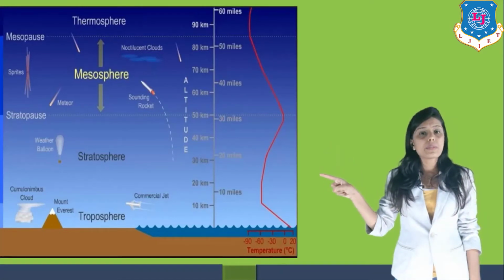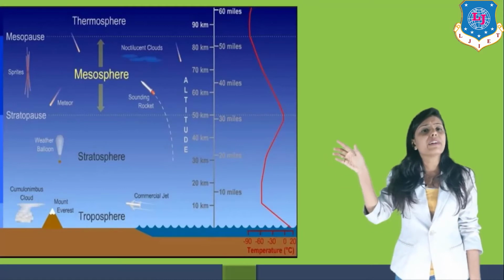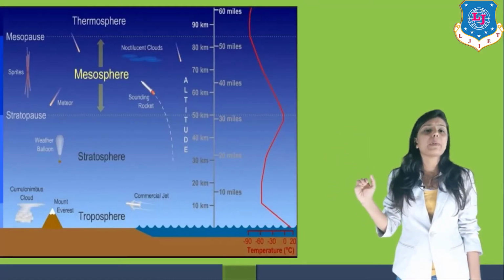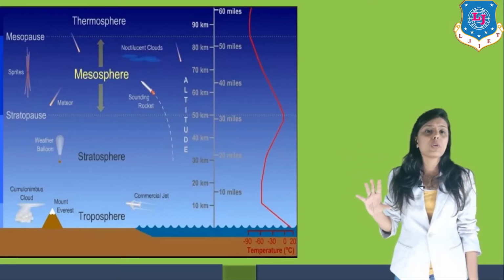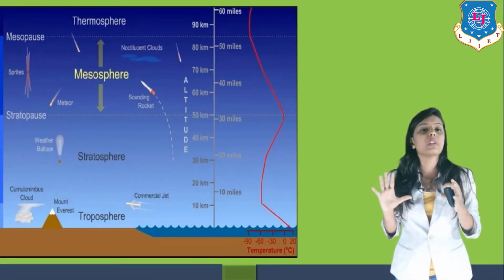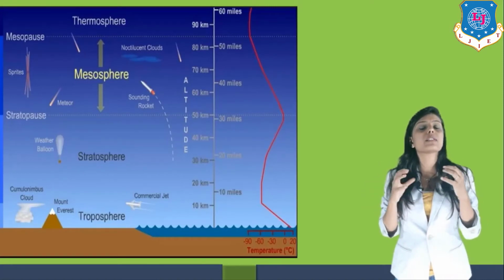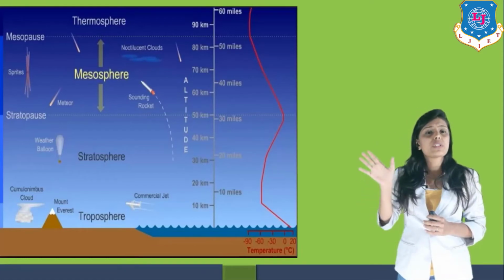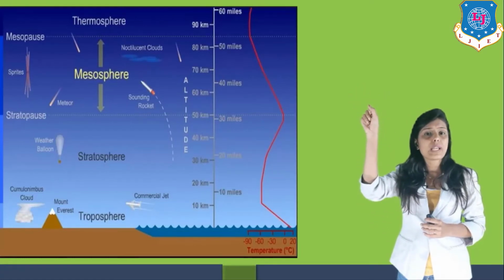Then what happens as we go higher in altitude? The temperature again drops down. Mesosphere is the third layer of the atmosphere, which is a very cool layer. In this layer, meteoroids are burned. All the heat of the meteoroids is burned because it is a very cold layer. So the temperature is dropping in the mesosphere, as you can see.